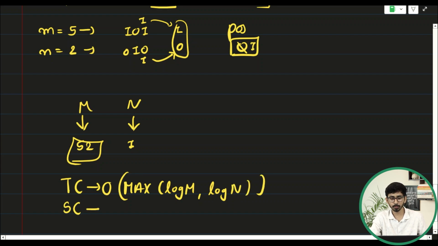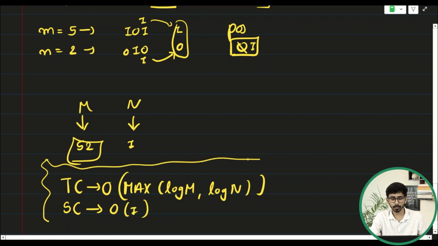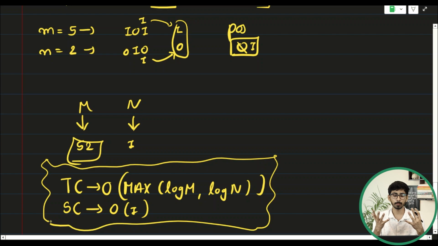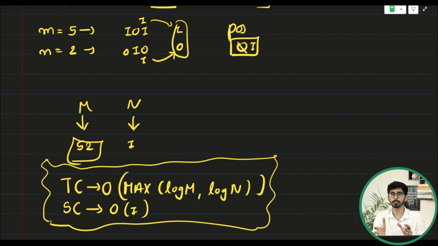And what will be the space complexity? Space complexity is constant. Nothing fancy, nothing extra has been used that depends upon the input test case size. Okay, so that was it for the entire algorithmic part. So now let's move to the implementation part.